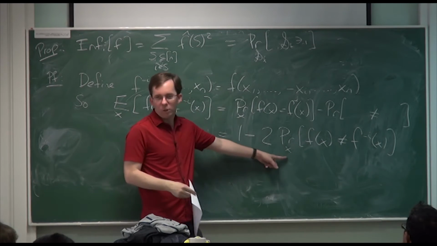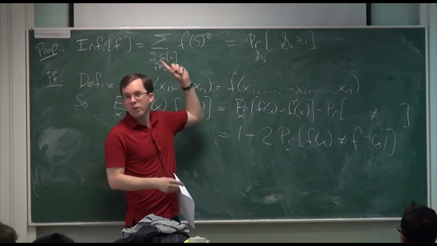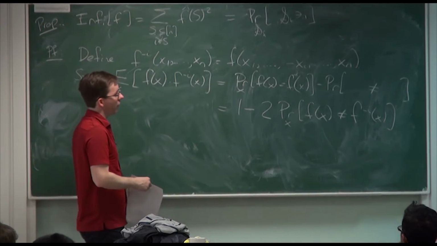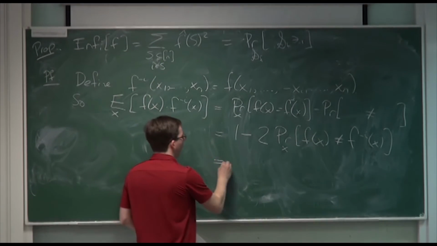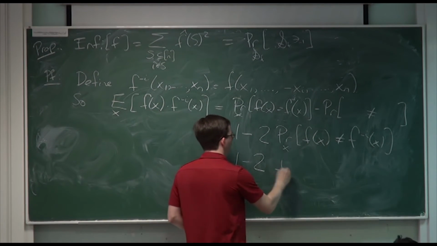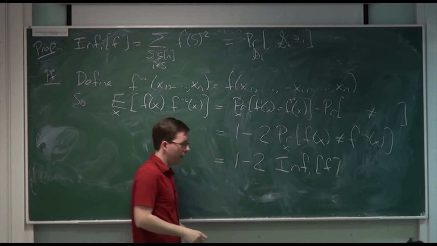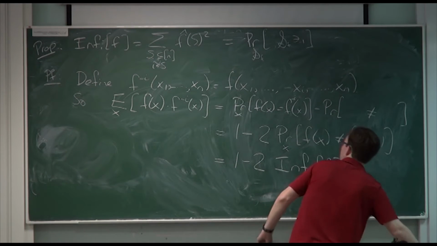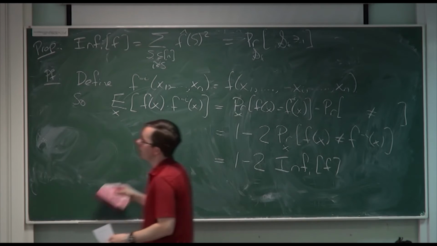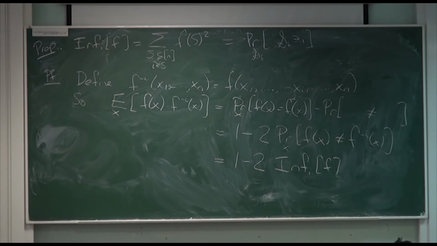Okay, and what is this probability equal to? The influence of I on f. That's exactly the definition. But now we'll also compute it in a different way.